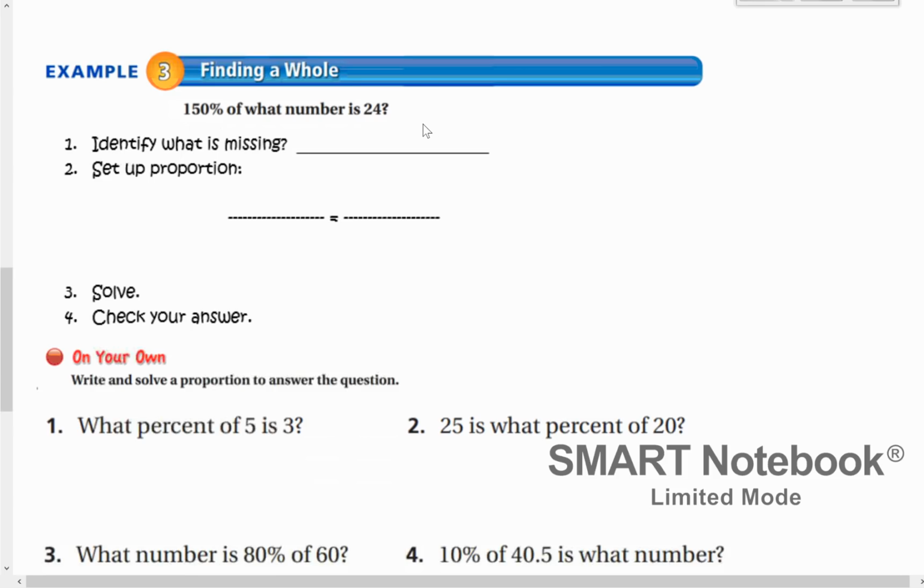Last type of percent problem. We're given 150%, and this is where it gets tricky because you can have more than 100%. But percent is still out of 100. So it's 150% over 100 of what number is 24. So the 150% is 24, so we should match up that 150 with 24. And we don't know that number, so we are missing our whole in this problem. We're missing that whole number down here.